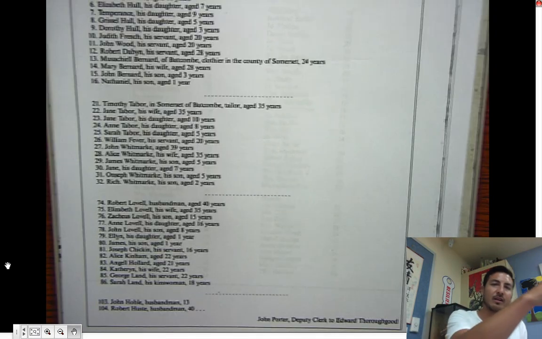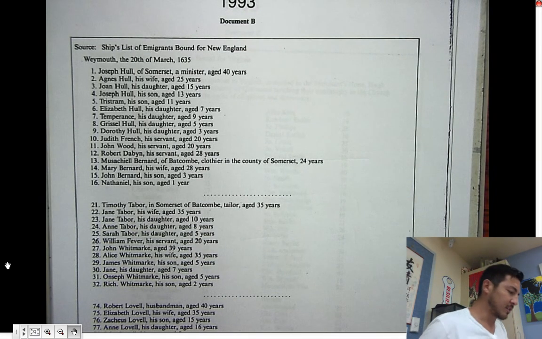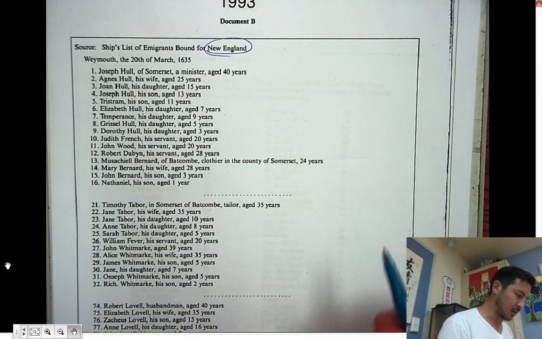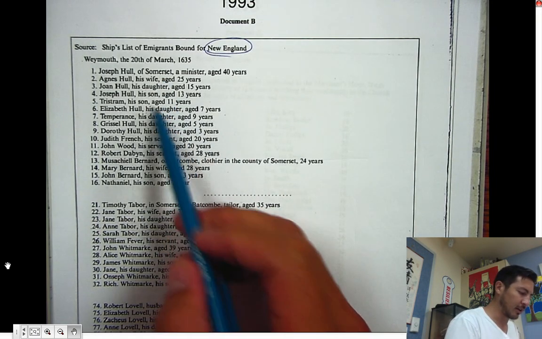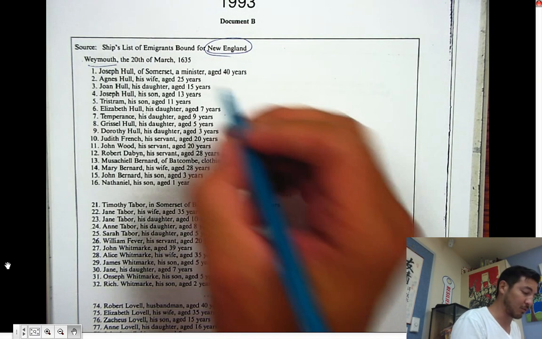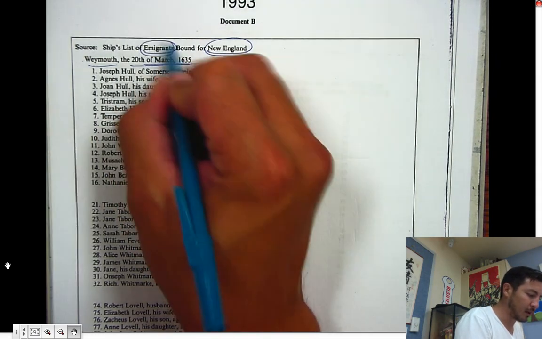Okay, look at this one. Document B, getting really into it. All right, so let's figure this out. This is a ship's list of those bound for New England. Interesting. It might be Plymouth, maybe that's how they split Plymouth, I don't really know. But it looks like this is happening around 1635, and these are the people bound for New England.